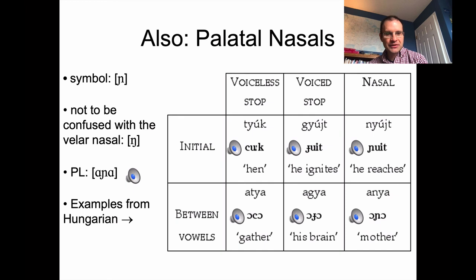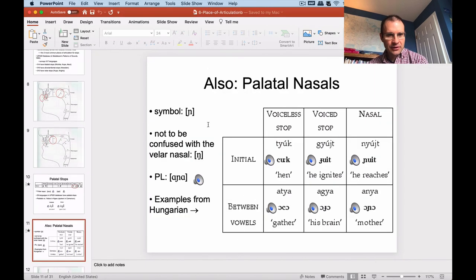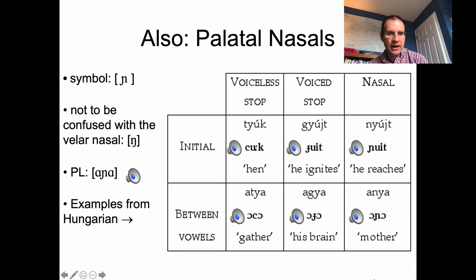I've got some samples here from Hungarian as well, which also has palatal stops and also has a palatal nasal. And actually, I'm going to change this a little bit so you can see this better. Like I said, I normally draw these out on the board. But with the palatal nasal in Hungarian or wherever it's found, the symbol looks like this. So it's going to look like an engma.